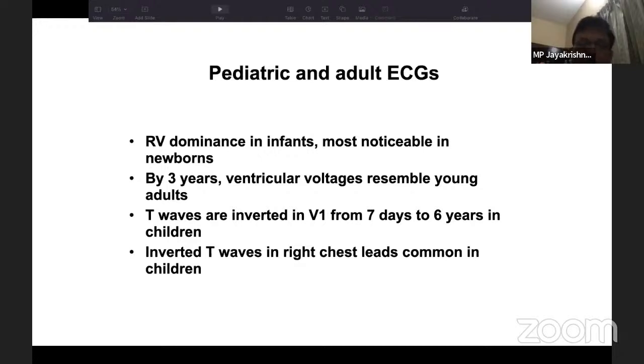If it is upright, we will consider conditions like right ventricular hypertrophy. We'll come to that again after some time. And again, it's not just in V1. T waves can be inverted in V2 and V3 also. So it is normal for children to have inverted T waves in V1, V2, and V3. That is the right chest leads.